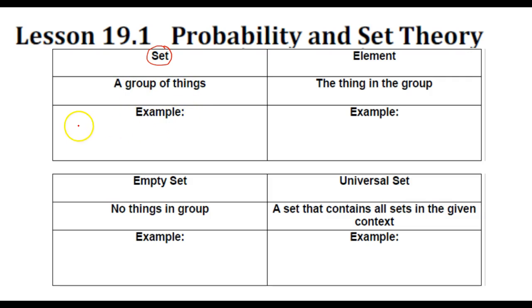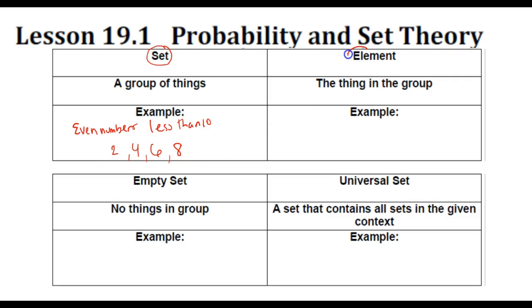So for example, let's say I had even numbers that were less than 10. What are some even numbers that are less than 10? 2, 4, 6, 8. Notice how I don't include 10 because I want everything less than 10. And this is just a group of things, a group of numbers. It could be a group of stuff.